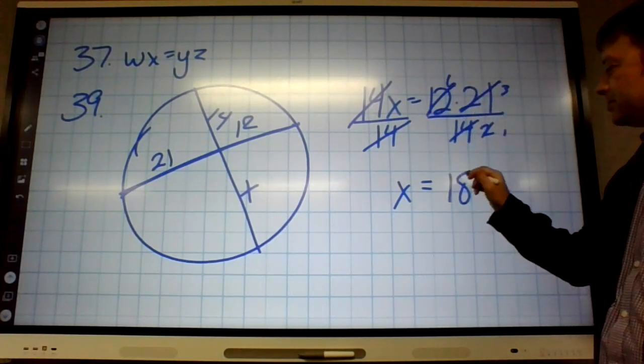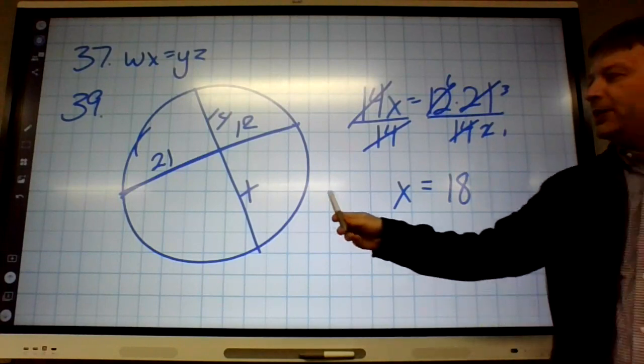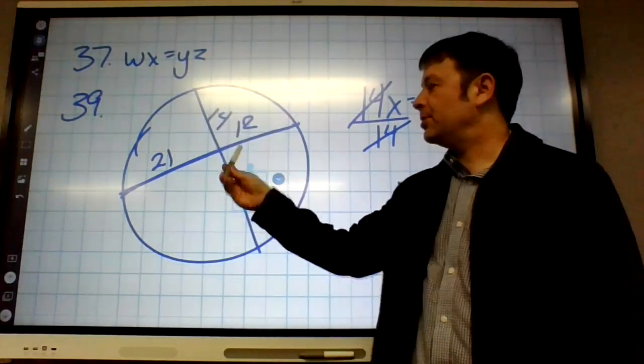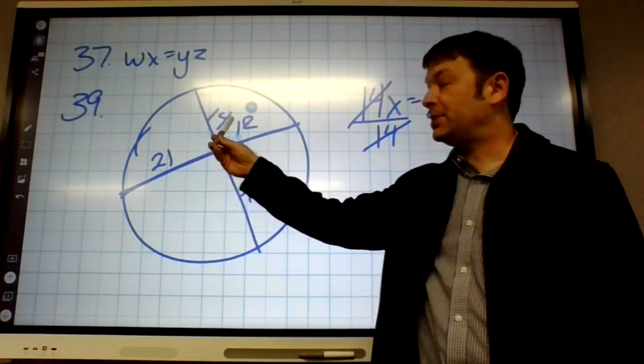Okay, so that was 18. So if this is 18, the whole chord is 18 plus 14, 32.